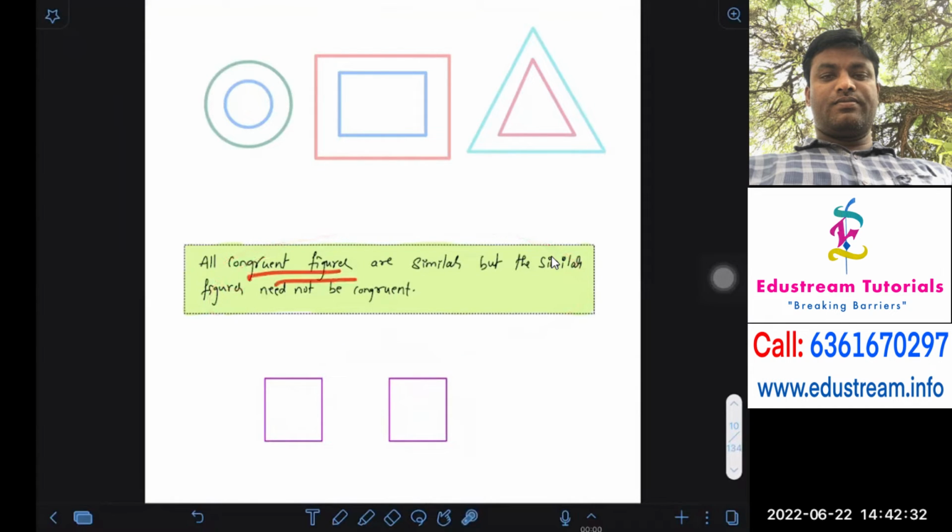All congruent figures are similar. Okay, see, these two are similar, but all similar figures may not be congruent. See here, these two are similar figures because the same shape is there, but they don't have the same size. So that means they're not congruent. They're just similar. That's it. I hope you understood this.